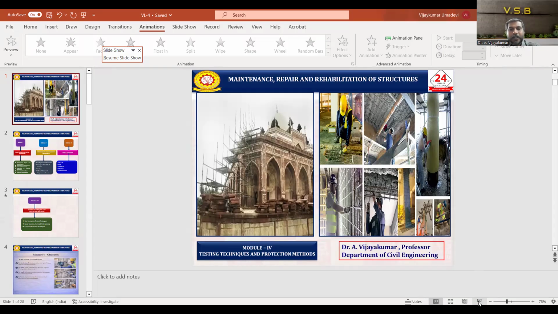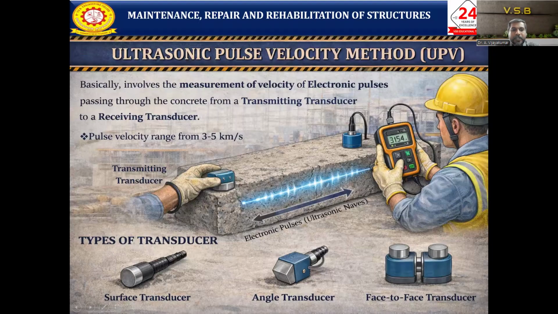So these are the three different types of transducer: a surface transducer, an angle transducer, and a face-to-face transducer. We can place these three types of transducer on our surfaces to find out the condition and quality of the structure.